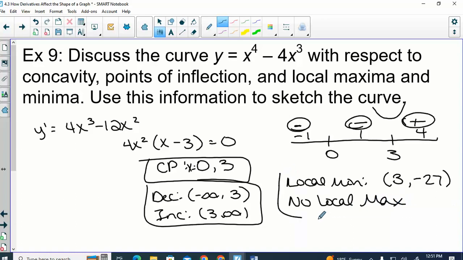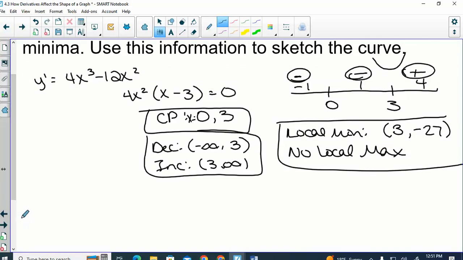Alright. So we have already done critical points, increasing, decreasing, max and min. We learned how to do all of that yesterday. Today's piece is the inflection points and concavity. So we need the second derivative. So what's our second derivative?